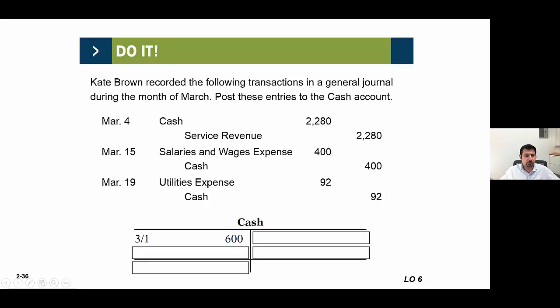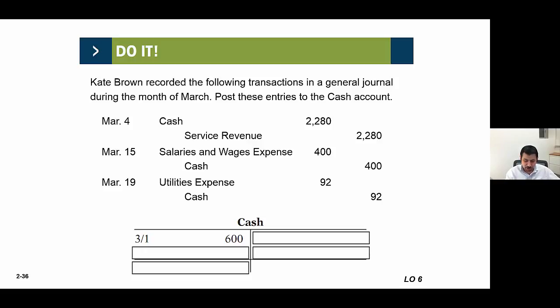Now we go back to our old friend Kate Brown, who opened the hair salon, and she has the following transactions in her journal. She's going to post the entries to the cash account. So in this case, we are only looking at the cash account. We need to locate the amounts that were debited to cash and the amounts that were credited to cash.